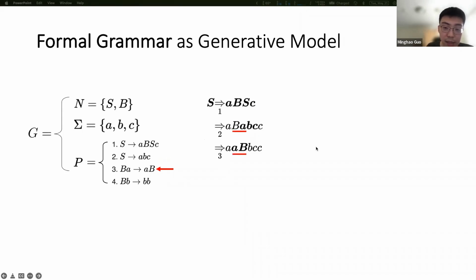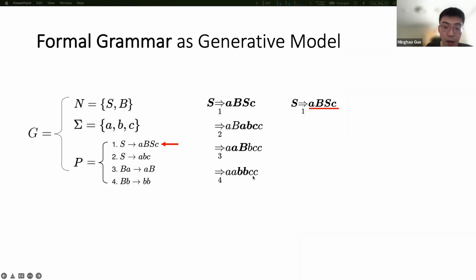This process continues for all the non-terminal symbols in the string until it does not contain any non-terminals. In this step, rule number 3 is selected and it swaps the position of the lowercase letter a and the capital letter B. In the next iteration, the only non-terminal symbol B is expanded using rule number 4, and the production process ends since there are no non-terminal symbols, or capital letters, in the current string.